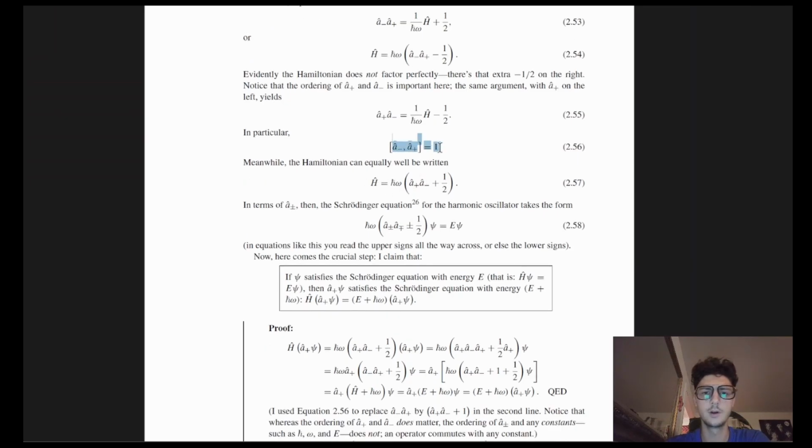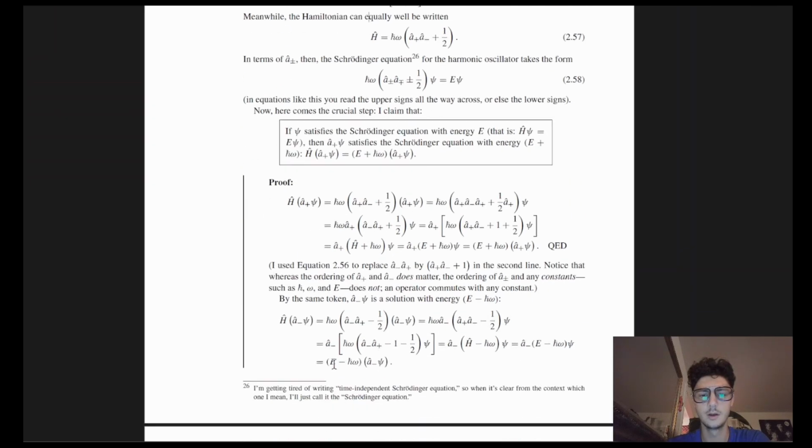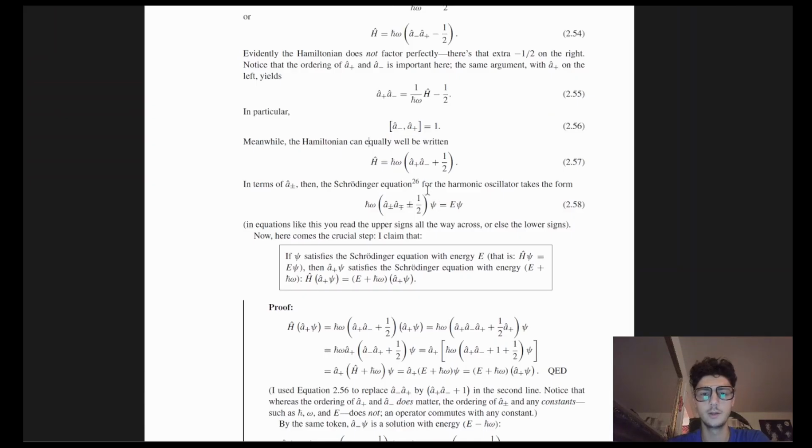So it's a little different. Commutator equals 1. I don't know if that's too important. In terms of a plus minus, the Schrodinger equation, 2.6, I'm not going to read this stuff right now. I'm just going to read the content. For the harmonic oscillator, it takes the form, boom.